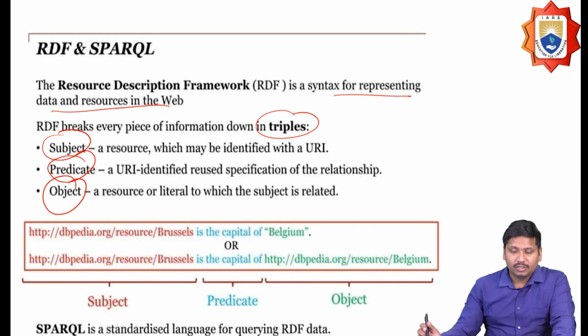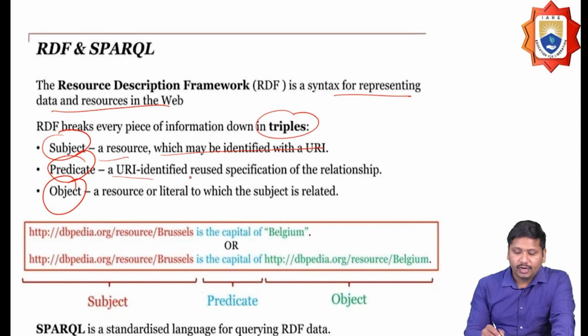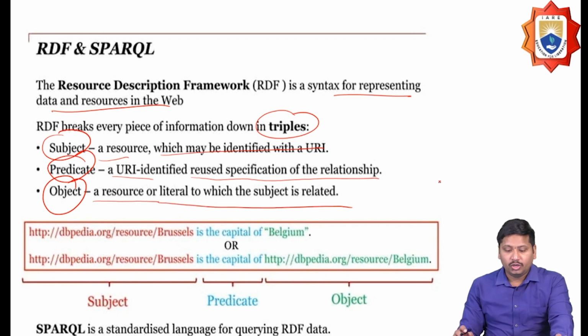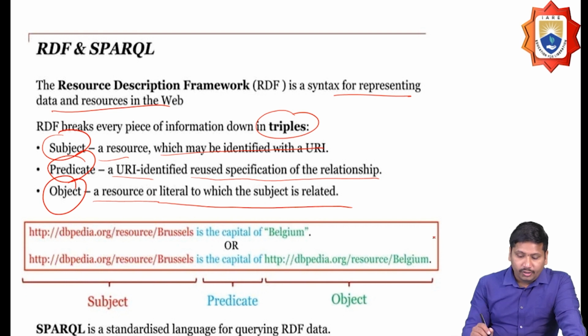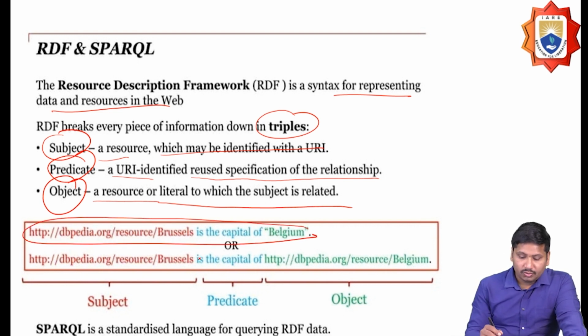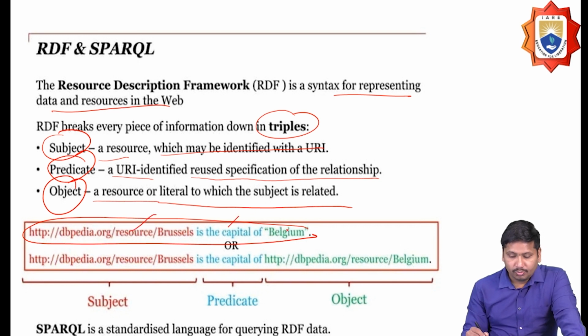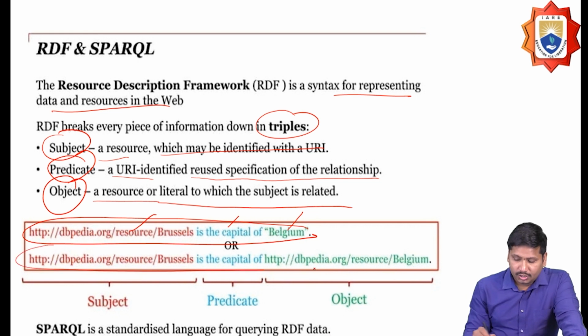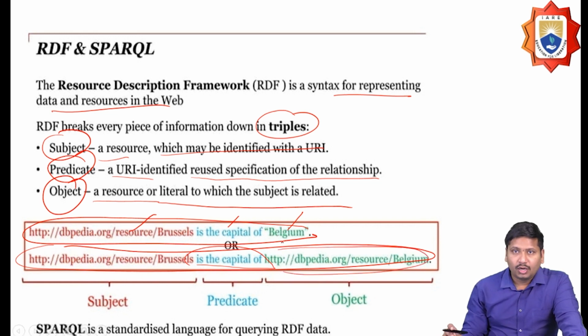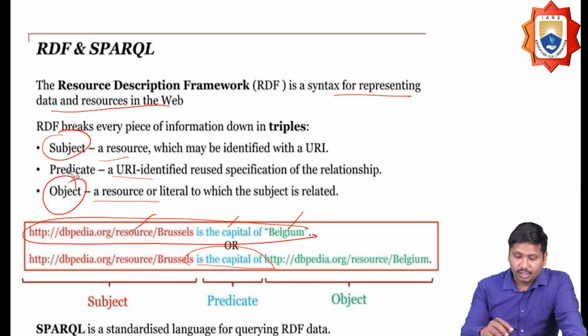The very first thing is the subject, which is a resource that may be identified with a URI. The predicate is a URI that identifies the specification of the relationship, and the object is a resource to which the subject is related. So if I take any one of the URIs, this one should be the subject, this the predicate, and this the object. Similarly, if I take this as a URI, this is the subject, which is the resource, what is the URI of the predicate, and what should be the object. So like this, the URI is going to be divided into different segments.